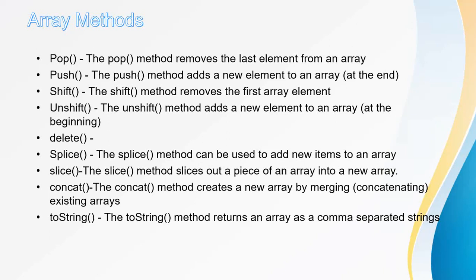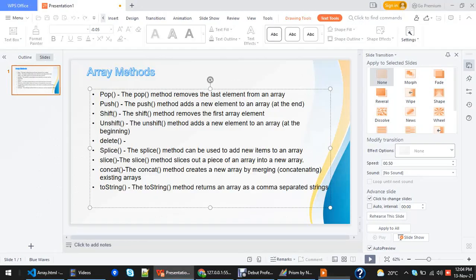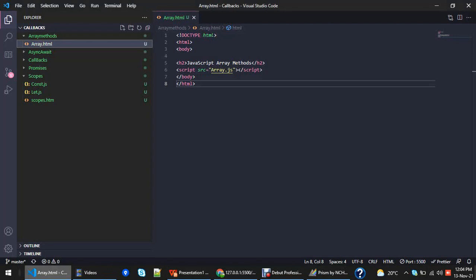So I'll go through them straight away, guys, because it's not that important to explain each and everything. I want to show you the code, and you can understand very easily what the pop method and push method and shift, delete and slice, concat and toString are. Pop, push, shift and unshift work in opposite ways. Let me show the code, guys, and then you can understand very easily what I'm trying to talk about.